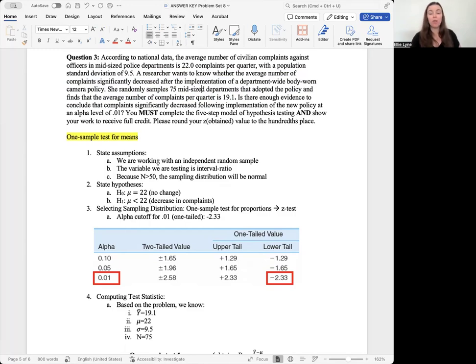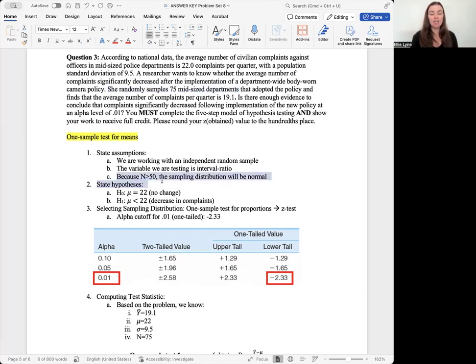So first, we are working with an independent random sample. I see here that she randomly sampled the 75 mid-sized departments, and so we're good on that. The variable we are testing for means is interval ratio. I see that we're good on that as well because it is the number of complaints. And so it's a numerical value that has even distribution across it, and it's something that we can measure numerically.